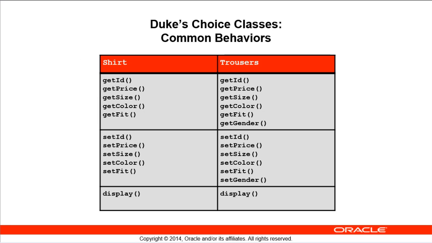This table shows a set of behaviors for some classes belonging to an application for Duke's Choice shopping cart, the shirt class and the trousers class. The classes are shown fully encapsulated so that all field values are accessible only through setter and getter methods. Notice how both classes use many of the same methods, for example, getID, getPrice, and so on. This may result in code duplication, making maintenance and further expansion more difficult and error-prone.